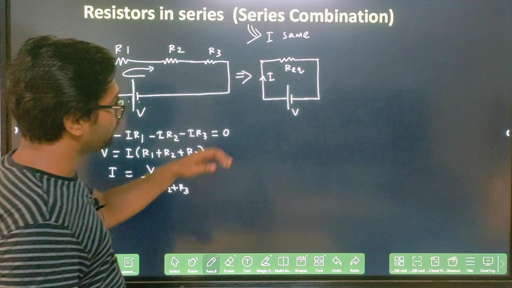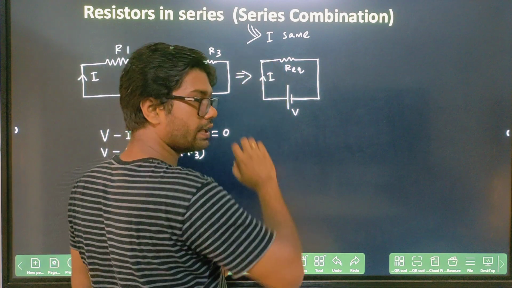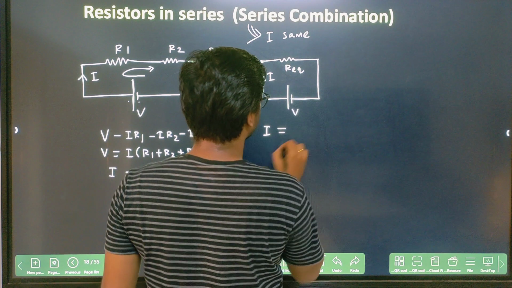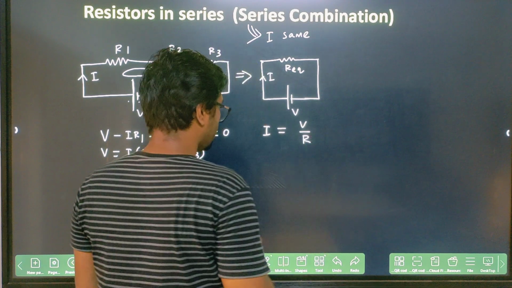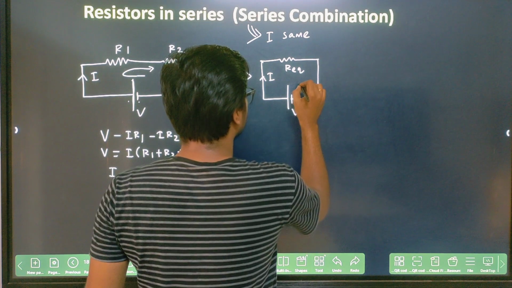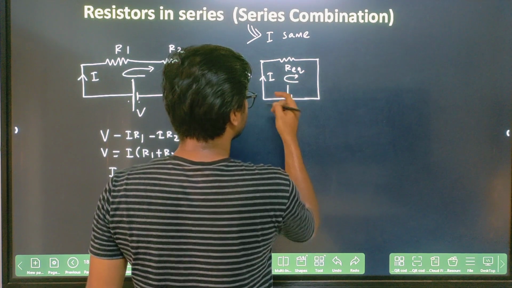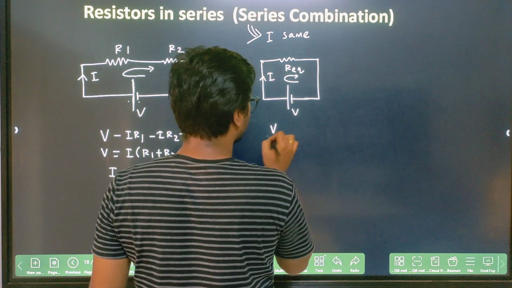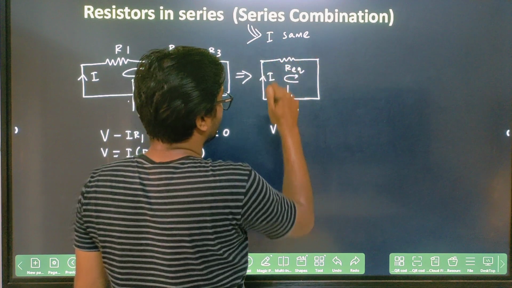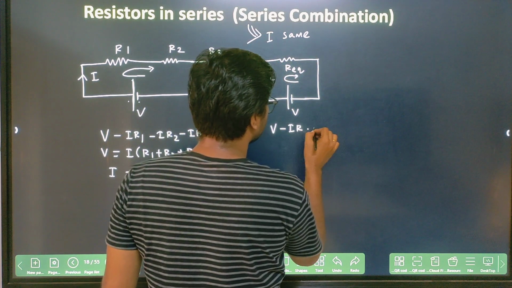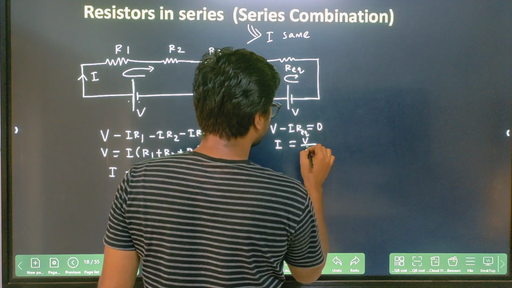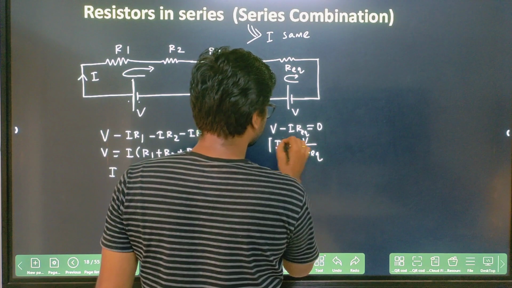Clear? Now if I ask, can you find out the current here? You will tell me the current here will be I equal to simply V by R. Or you can apply the KVL here also. You will say that going from minus to plus, there will be V, moving along the direction of the current, so this will be minus IR equal to 0. So current will be V by R equivalent, right?